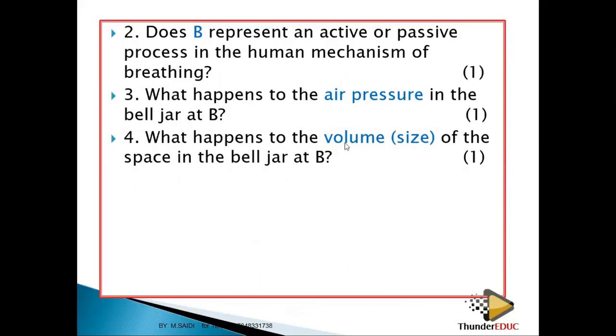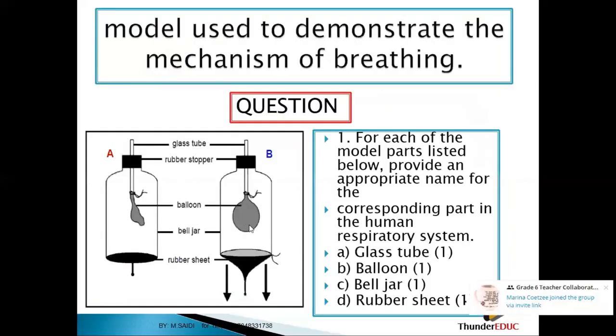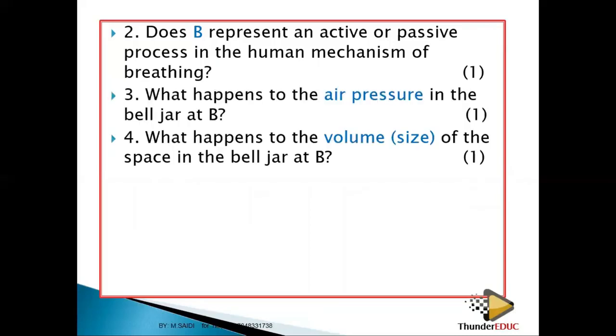And then they're asking what happens to the volume of the space in the bell jar at B? If the pressure has reduced, when you put it down, obviously the volume increases. And when the volume increases, the pressure reduces. So what is happening here? The air pressure reduces while the volume increases.